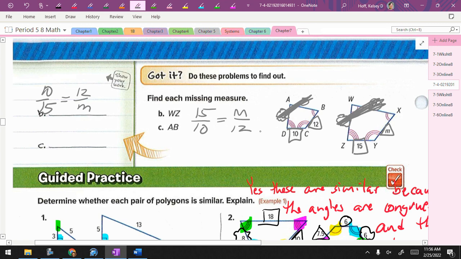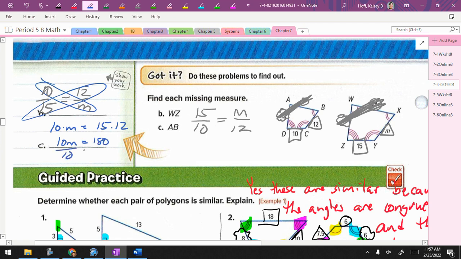Cross multiply. You can do it either way. I'm just showing you both. You can do it either way. I'm guessing most of you wrote 10 over m, or 10 over 15. 15 times 12, 180. Divide by 10, m is 18. You may wind up with a decimal today, and Miss Hoff's okay. If it's a crazy long decimal, you know you've done something wrong.